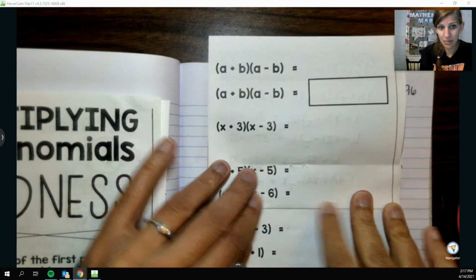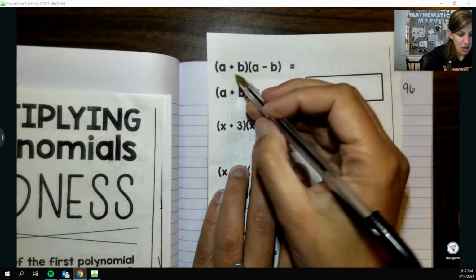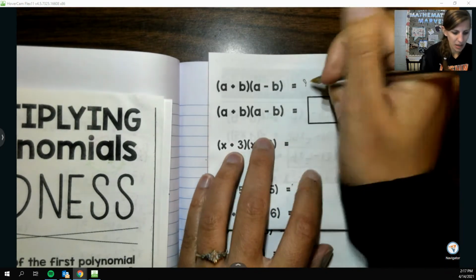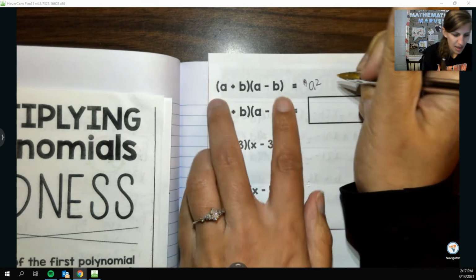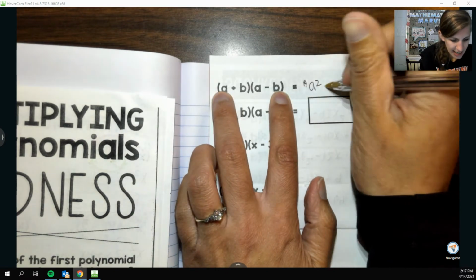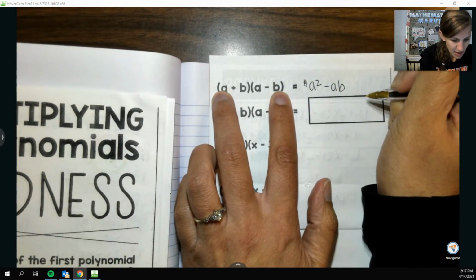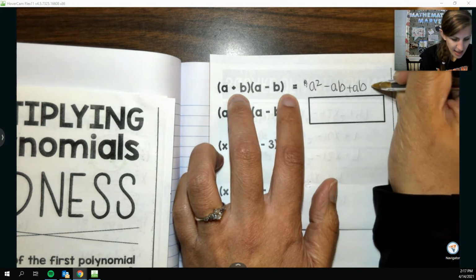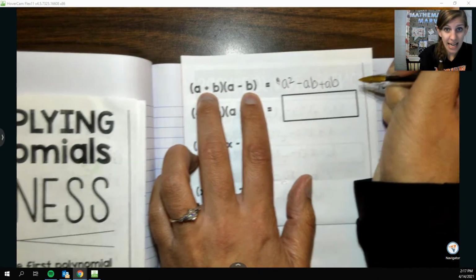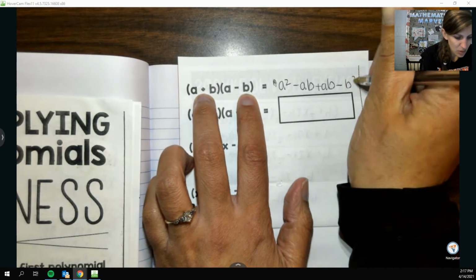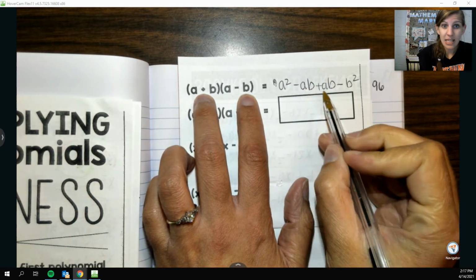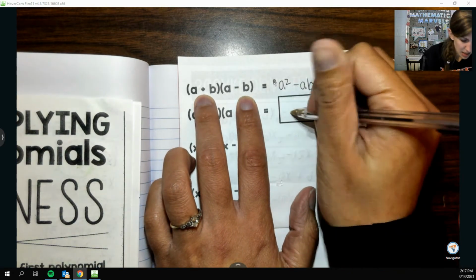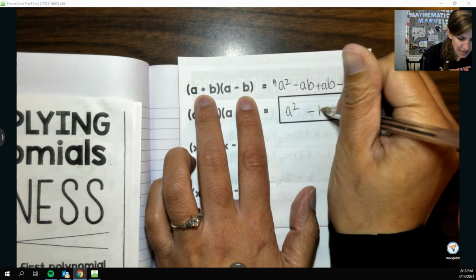My thing came unstapled. It's real tragic. So when I do a times a, that's a squared. Outer, I get negative ab. Inner, I get positive ab. And then last, a positive times a negative is a negative b squared. Now, again, because these are opposites in the same number, that's just 0. So I'm left with a squared minus b squared.